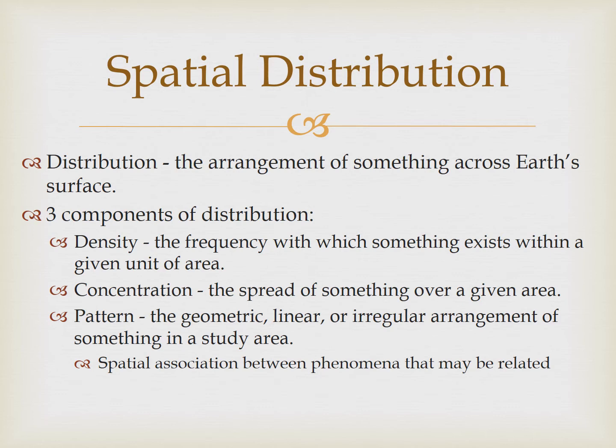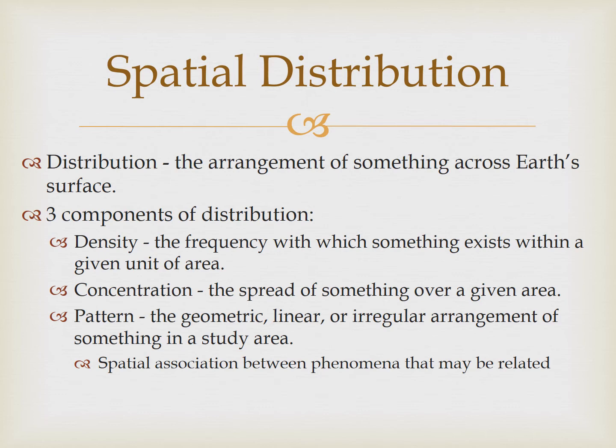Concentration is the spread of something over a given area. This is the relationship of items to one another. So high concentration means that they're very close together, what we call clustered. And low concentration means that they are further apart or dispersed.